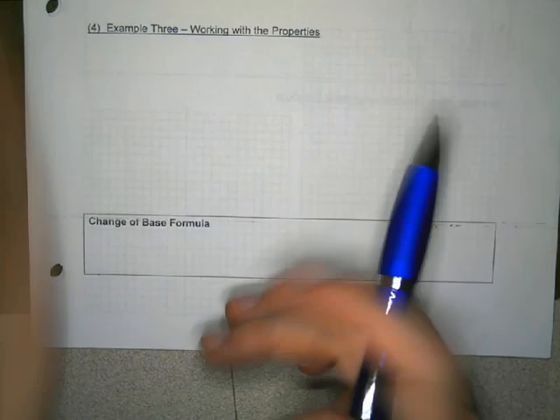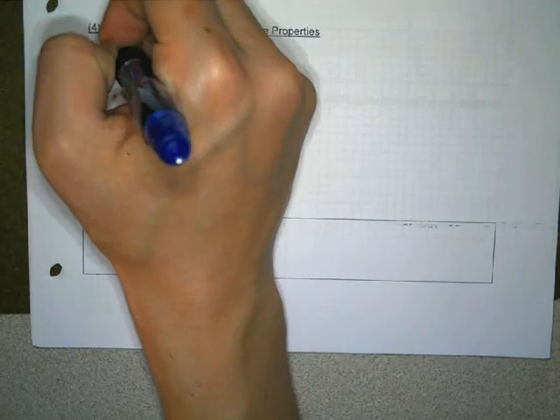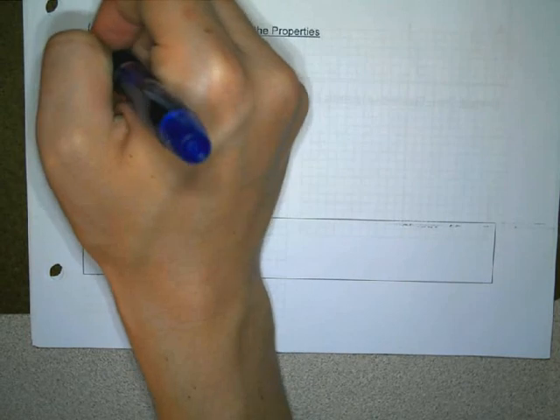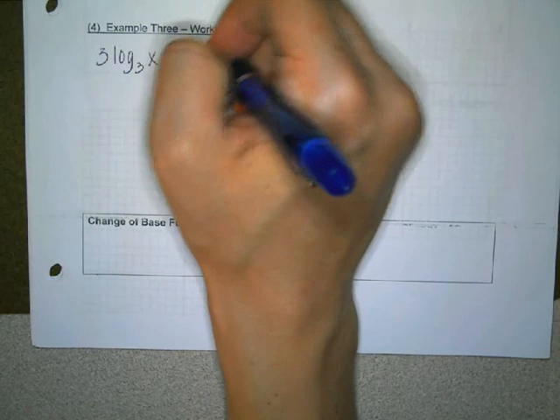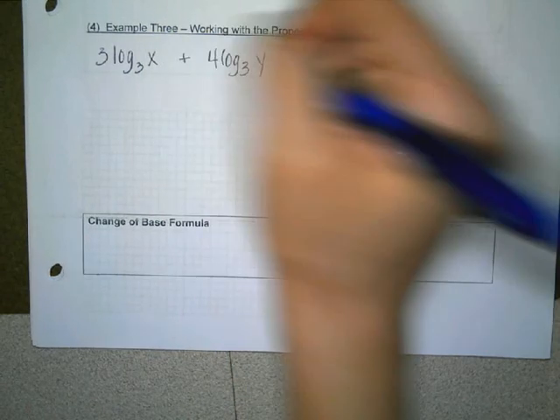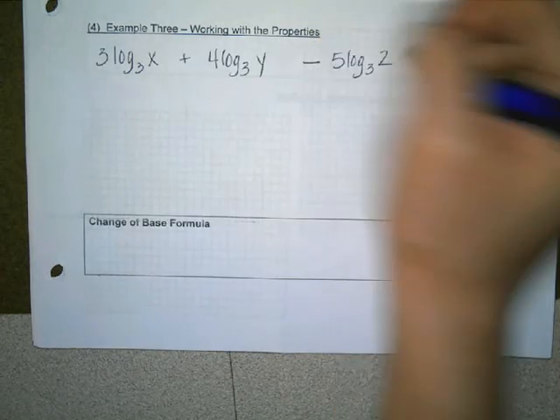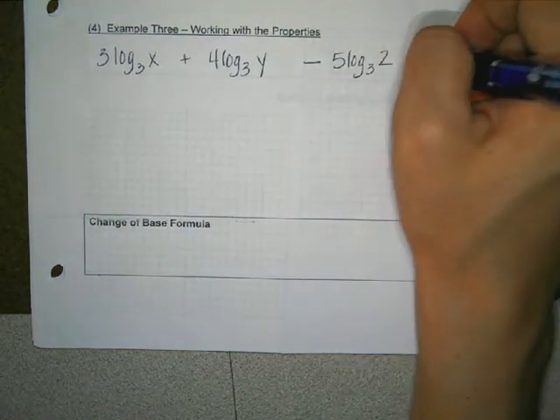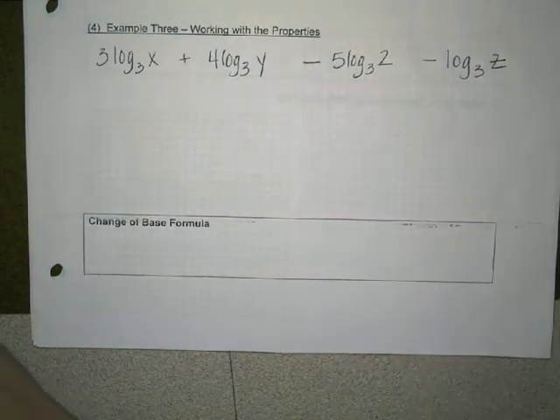Okay, so for example 3, we have this situation. We got log base 3 of x plus 4 log base 3 of y minus 5 log base 3 of 2 minus log base 3 of z. Alright, this is a condensing problem. The reason this is a 4-type problem is because we're going to have like a fraction within a fraction happen. So we're going to do something with that.